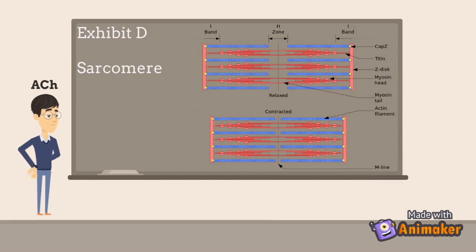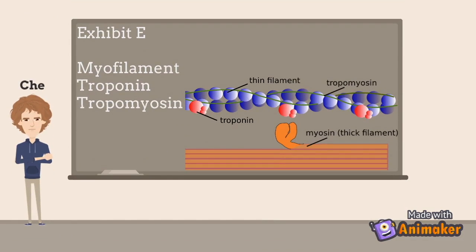But we need to know a little bit more information if it's a 6 or 7 mark question to enable you to get every mark. So we also need to consider the troponin and the tropomyosin. And this is where Exhibit E comes in. These are the bodyguards, and we have to move these bodyguards out of the way in order for the actin and myosin to access each other.